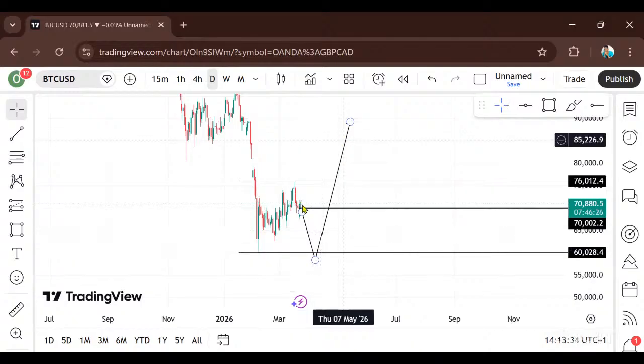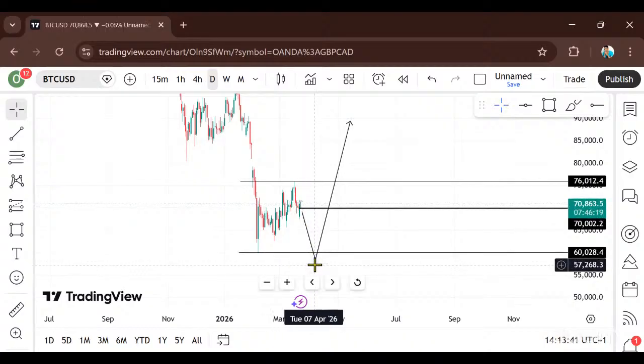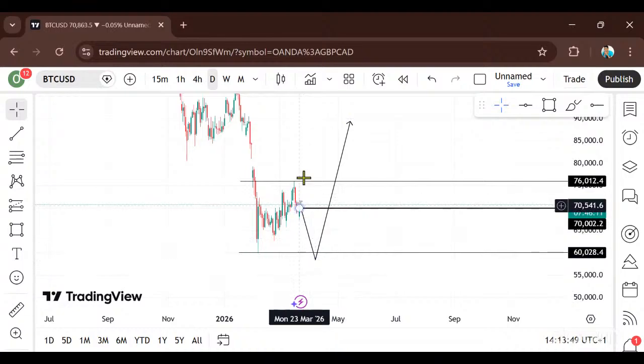But if the market did not come to this particular low, this is our low liquidity area, then let's assume that the market did not come to this low. Then if the market breaks above here, above this particular area, this is a particular resistance, we buy from here. So that is it.